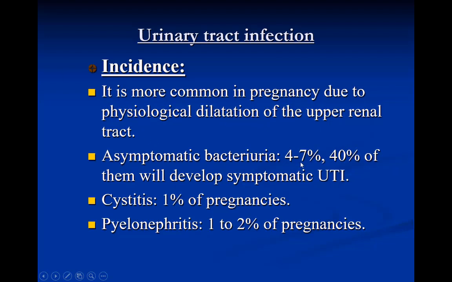Asymptomatic bacteriuria accounts for 4 to 7%. Around 40% of them will develop symptoms. Then we must do a general urine exam as a routine test during pregnancy in order to know this percent, which is 4 to 7%, of which 40% may turn into symptomatic UTI. In addition, cystitis occurs in 1% of pregnancies and pyelonephritis in 1 to 2% of pregnancies.